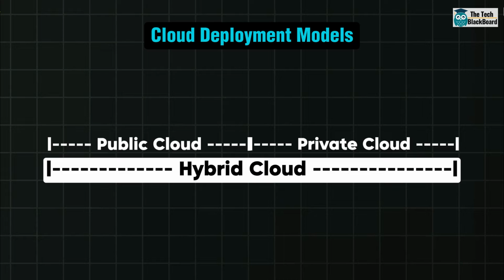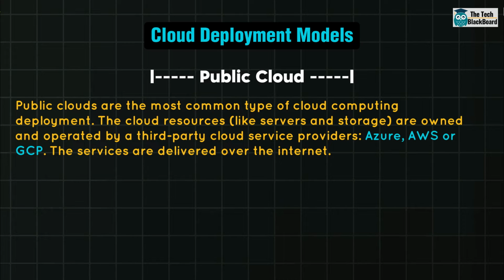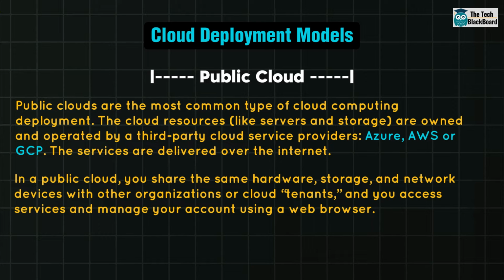As you can see on the screen, deployment models can be divided into three categories. The first one is public cloud, then we have private cloud, and then we have hybrid cloud. First, let's look at the definition for each, starting with public cloud. Public clouds are owned and operated by third-party cloud service providers like Azure, AWS, and GCP. We just talked about these three major cloud providers and their offerings in the previous section. Moving on with the definition, it says that these cloud providers deliver their computing resources like servers and storage over the internet, and you can access these services and manage your account using a web browser.